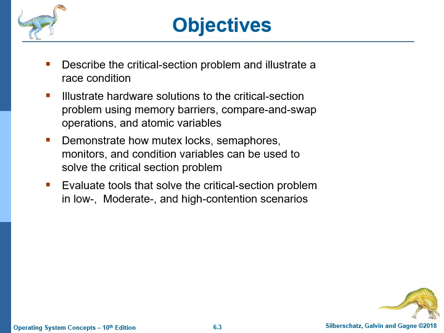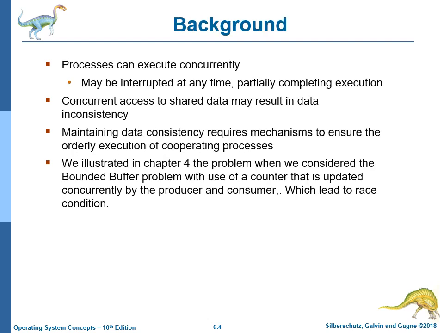So these are the objectives, where you will be able to describe the critical section problem and illustrate race conditions, and you can see the different solutions, hardware solutions or software solutions, in order to maintain the synchronization of the data, or process synchronization. You will demonstrate how mutex locks, semaphores, monitors, and condition variables can be used to solve the critical section problem, and evaluate the tools that solve the critical section problem in low, moderate, and high contention scenarios.